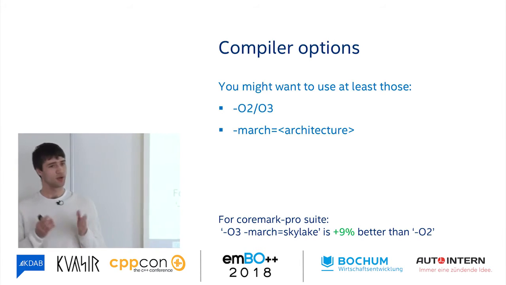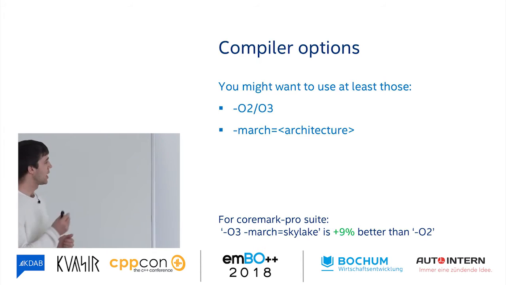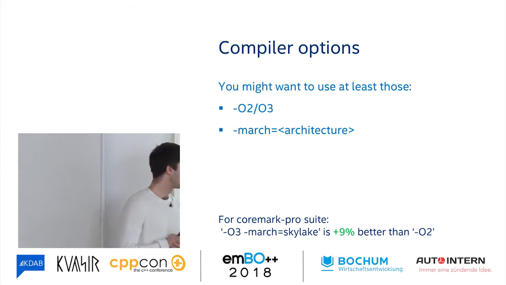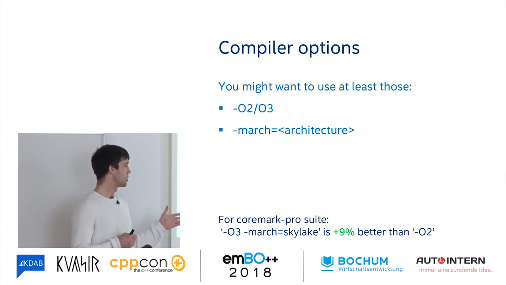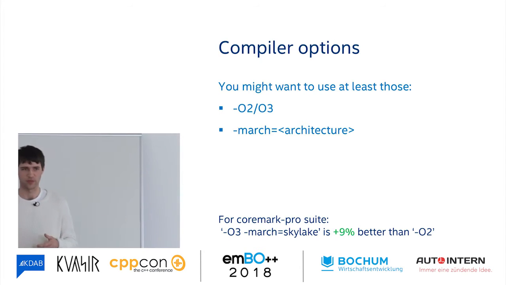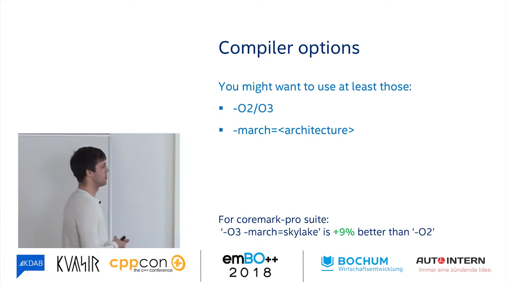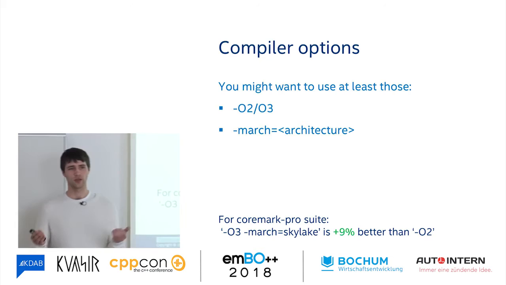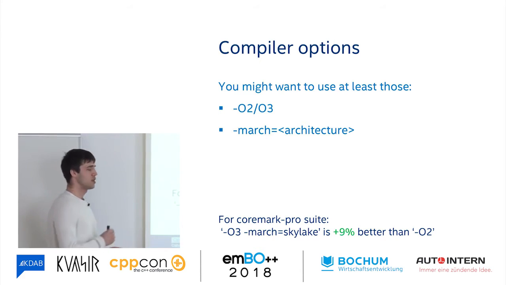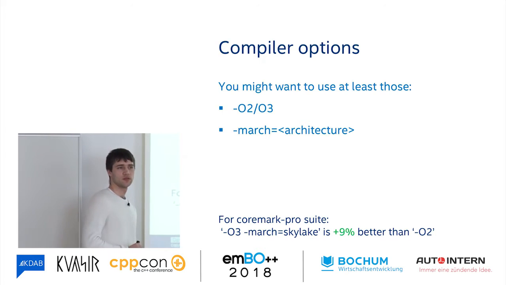So here we have an example. I compile and run the whole CoreMark-Pro suite, and with -O3 and -march=skylake, for the Skylake platform, of course, it gives 9% better than O2. Okay, you might argue, well, not a huge performance win, right? But we care even about 1%.